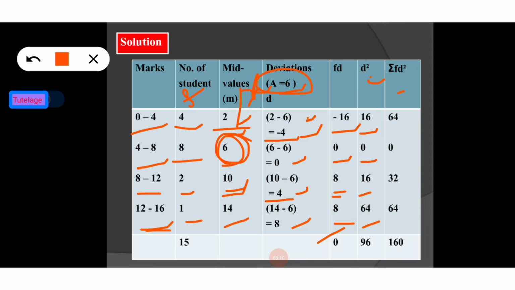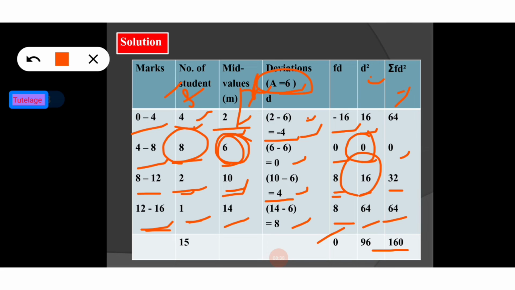Okay, so these are the values of d square, and these are the values of frequency. So 16 into 4, that means 64. Now going to the second class, 8 into 0, that means 0. Now going to the third one, 2 into 16, that means 32, and 1 into 64, that means 64, and the summation fd square is equal to 160.